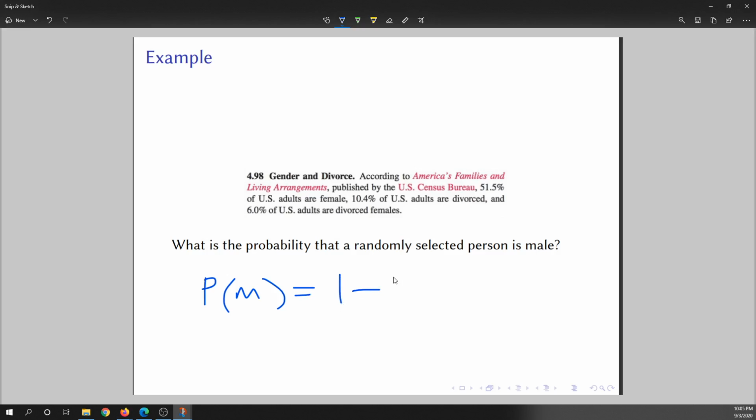And so using the complement rule, that would be 1 minus the probability that somebody is not male. And according to this, based on the information that we have in this problem, that is female. And we have the probability of female. It says 51.5%. So that would be 1 minus 0.515. All right, and subtract that out. You're going to get 49.5 on that one.